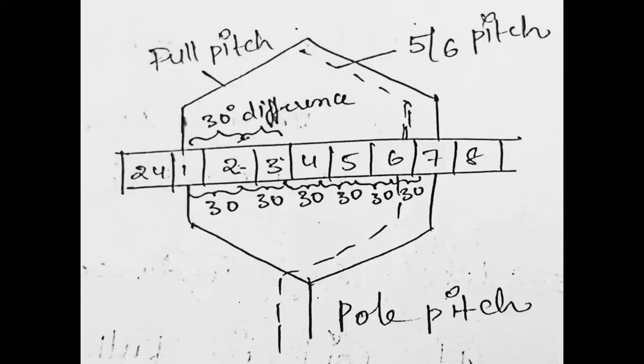full pitch means if the coil starts at 1 and ends at 7, it is called full pitch, right? So total how many? 1, 2, 3, 4, 5, 6. The difference is 6. Okay, so total 6. Full pitch. So see here.